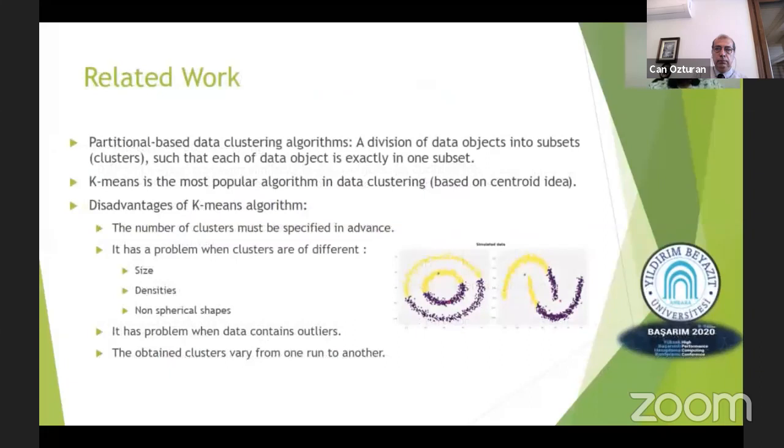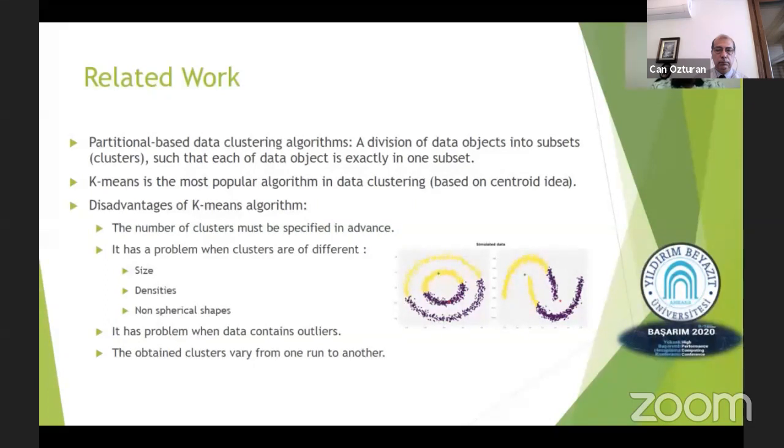Just to mention some related works, we start with the partitional-based data clustering algorithms, which divide data objects into subsets, into clusters, such that each data object is in exactly one cluster. The well-known algorithm in partitional-based clustering is k-means, which is based on the centroid idea. It is simple to implement and easy to understand.